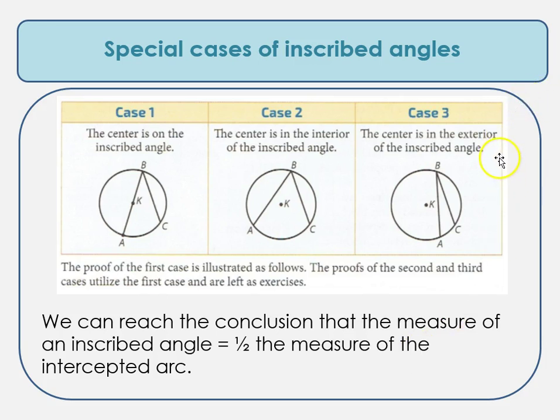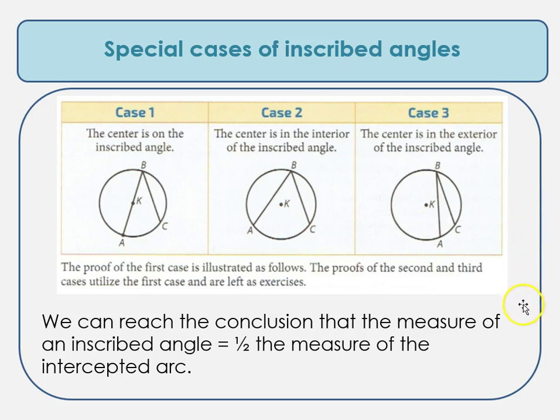There are special cases of inscribed angles. You have a case where the center is on the inscribed angle. The center of the circle is on the angle. You have the case where the center is inside of the angle, and another case where the center is in the exterior. So you'll have the angle on one side or the other side of the center of the circle.